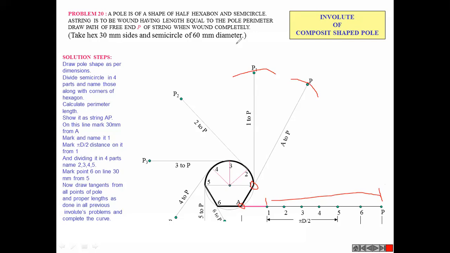Then we have 2 to P, this much distance on tangent number 2. Put your compass here, mark an arc here. Fine. Then we have Q to P, this much distance on tangent number 3 from here. So this will be our R. And likewise, we get all the points P, P1, P2, P3, P4, P5, etc. Fine.